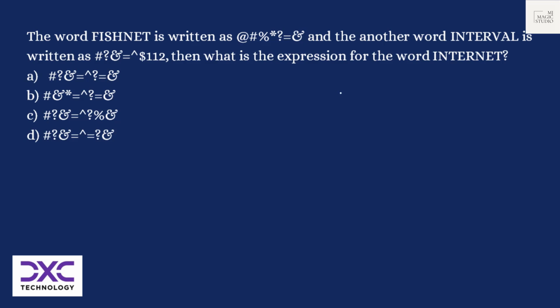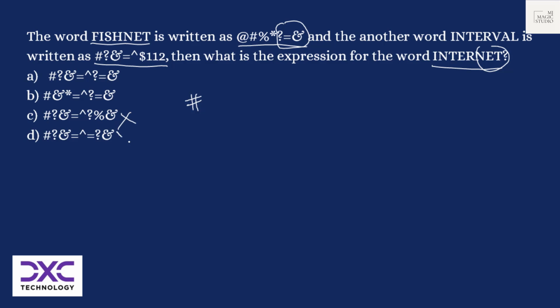For detail type of questions, visual reasoning, fishnet is written as this. Another word, interval, is written as this. Then what is the expression for the word internet? Let's see, for I, we have got hash. Here also for I, we have got hash. Our answer should start with a hashtag. Last, we have got net. Net, can I take the last 3, this.